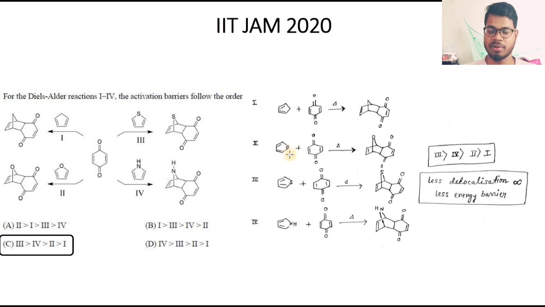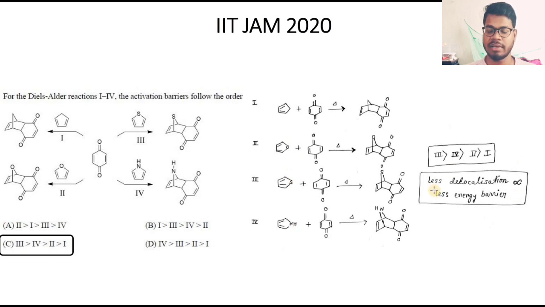So oxygen, because of this higher electronegativity, will have more reactivity. Because of that more reactivity, the activation barrier will be less. That's why the first one has the least activation barrier, then 2, then 4, because then nitrogen is coming, and sulfur is least electronegative in between oxygen, sulfur, and nitrogen.